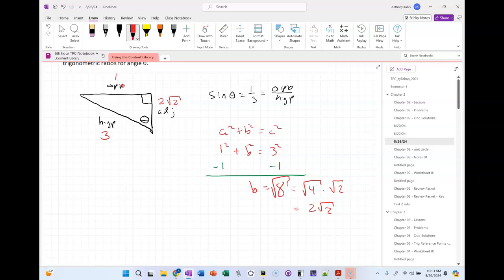All right. I'm going to do one pair of ratios just because I want to do the rationalizing here for a second, because I think it'll be worth showing. Cosine is what over what?